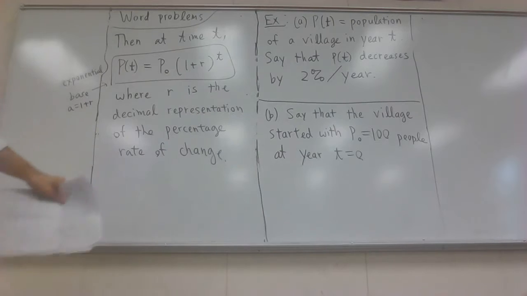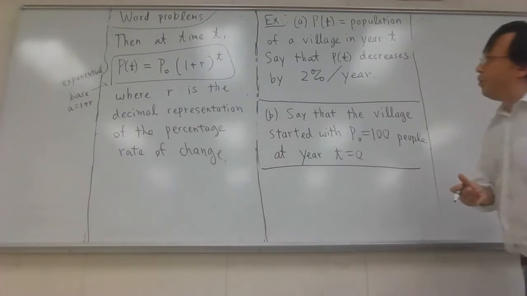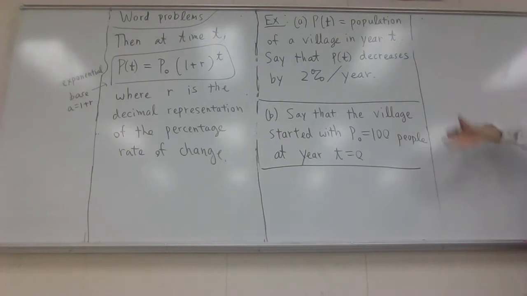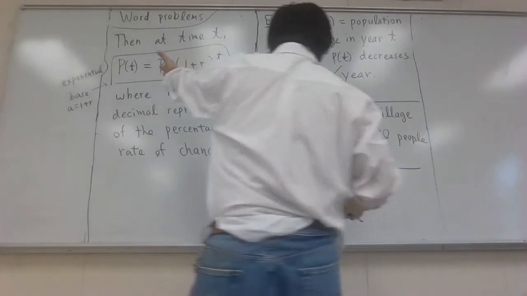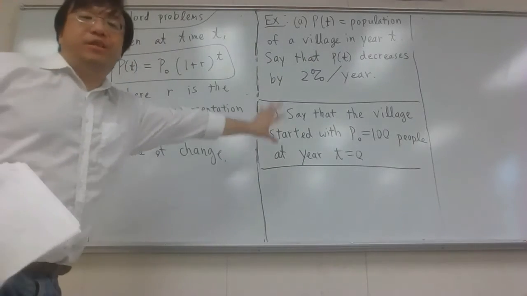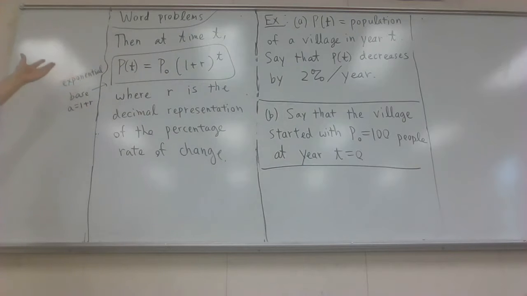Now let's apply that to the theory. This thing satisfies the hypotheses of the theory. We have this quantity, the population of the village t years after year t equals 0. We know that it changes by a certain percentage per unit time: it decreases by 2% per year. And we know the initial quantity, the initial population in year 0, which is 100 people. So it must satisfy this formula. We know how to predict the population in all future years t, namely it's this exponential function.